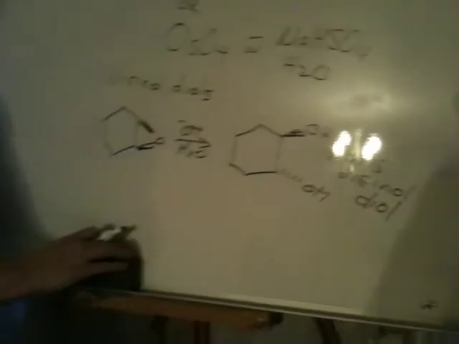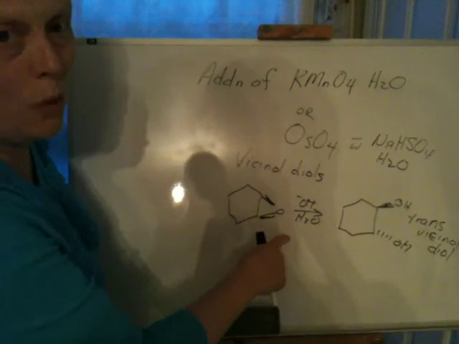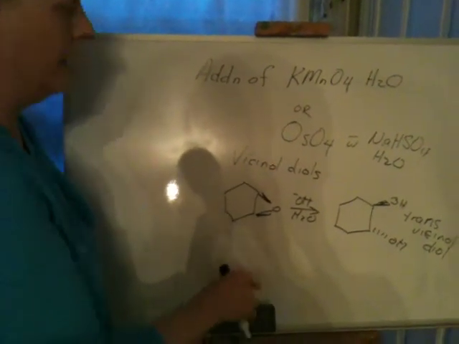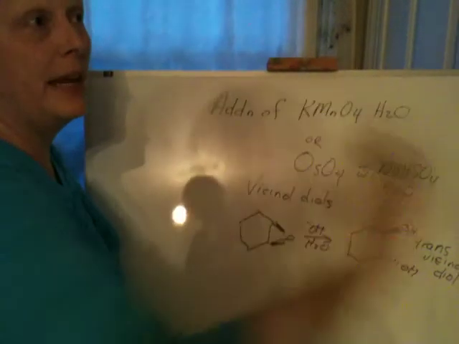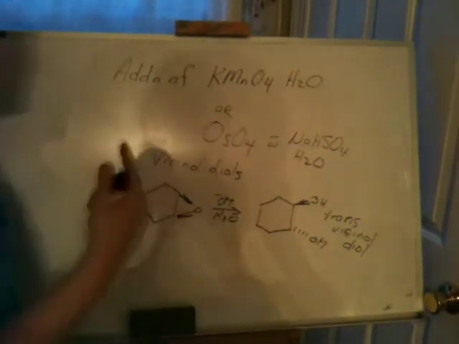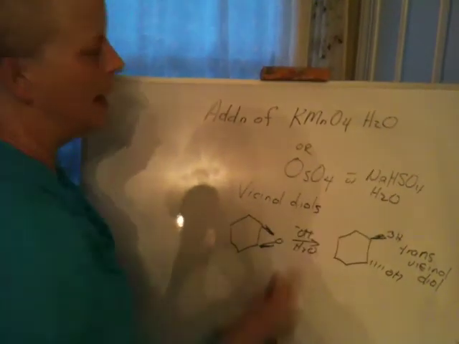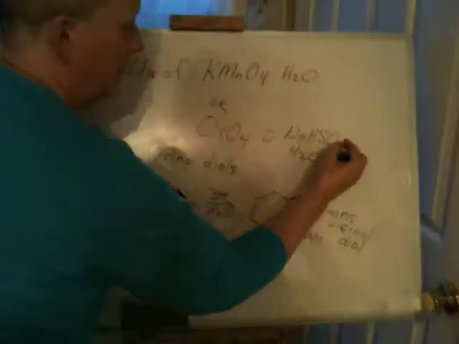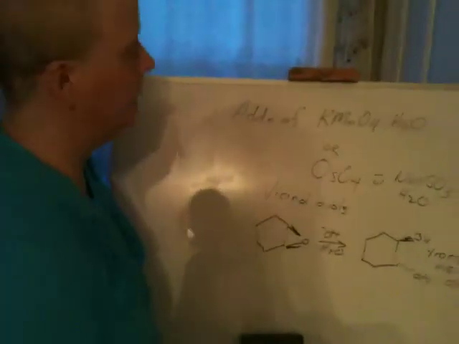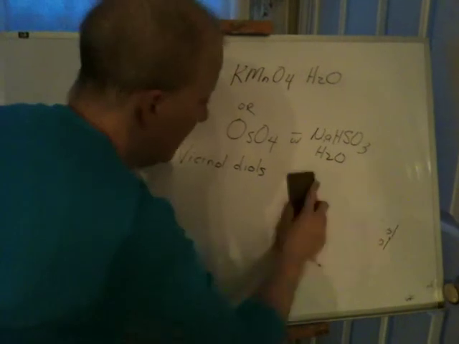Okay, but so again, the way you would make a trans vicinal diol is from an epoxide opening with either sodium hydroxide and water or hydronium ion, water. But the synthetic complement to this reaction is the use of potassium permanganate in water, which is an oxidation. Or osmium tetroxide with sodium bisulfite in water, also an oxidation. How do you know it's an oxidation? Lots of oxygens around a metal. These are made from alkenes.